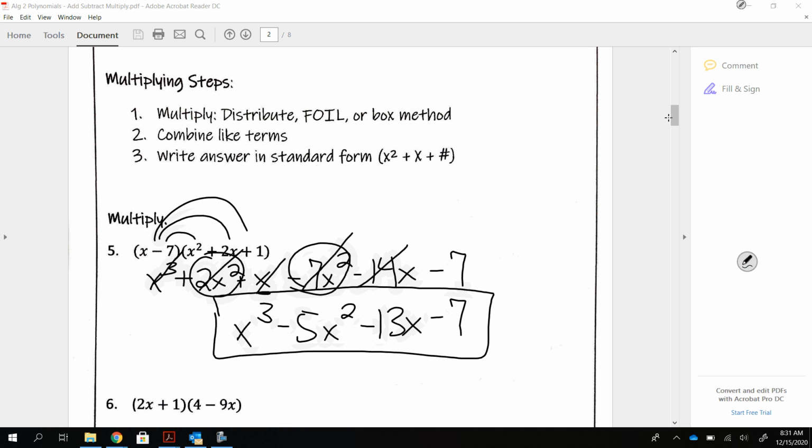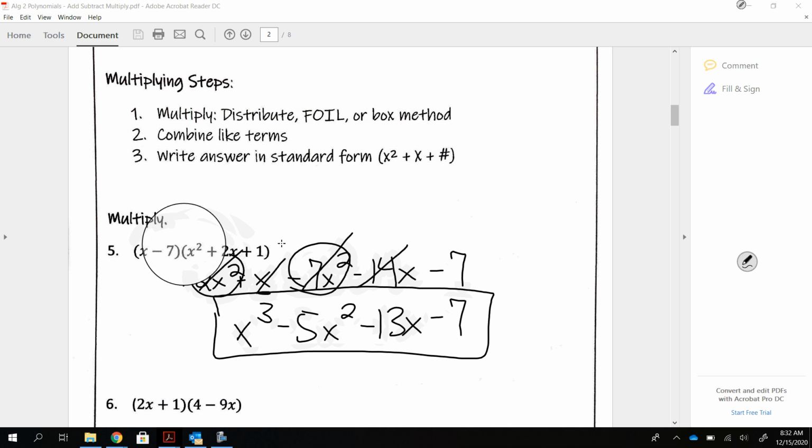All right, it's that simple. Again, multiply. This is the distribution method. I think it's the easiest. Make sure you multiply everything. So here we see x times all 3, and then negative 7 times all 3. Okay? Then step 2, combine your like terms like we did. Then step 3, write your answer in standard form.